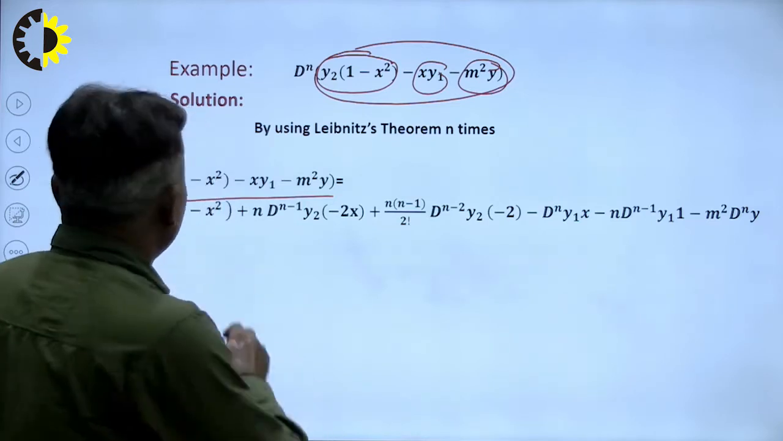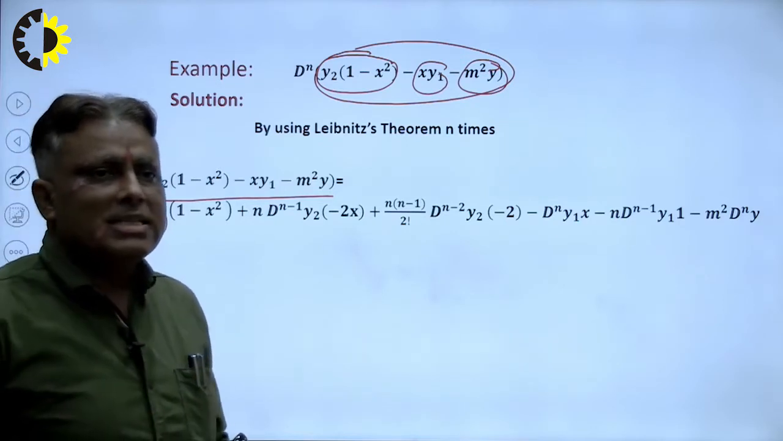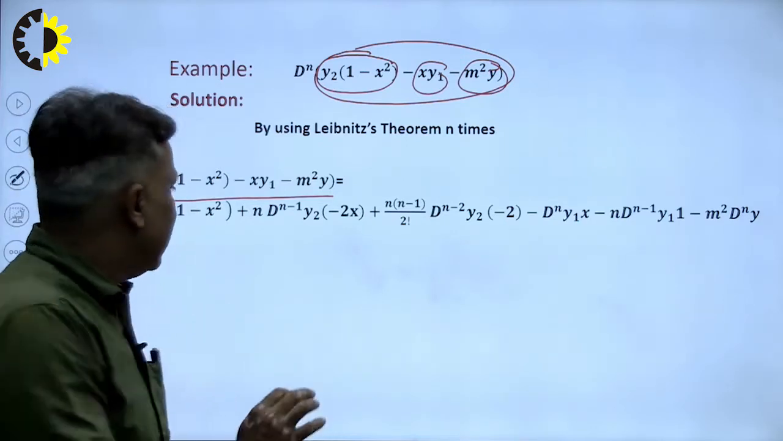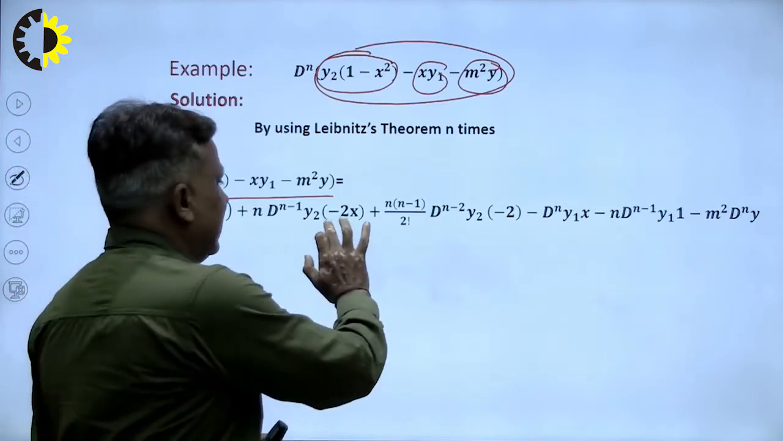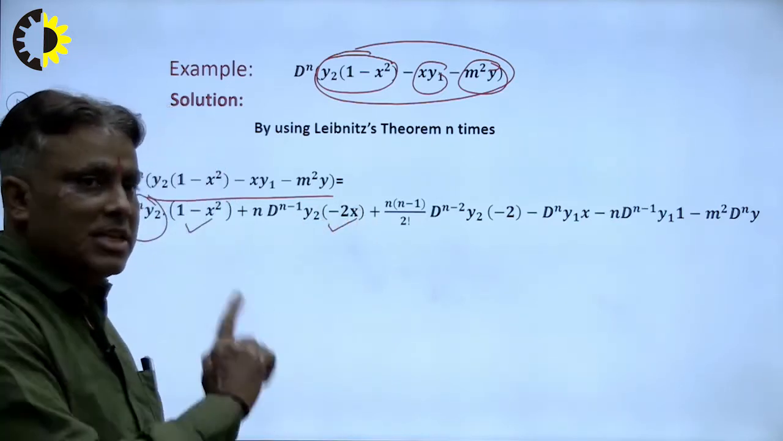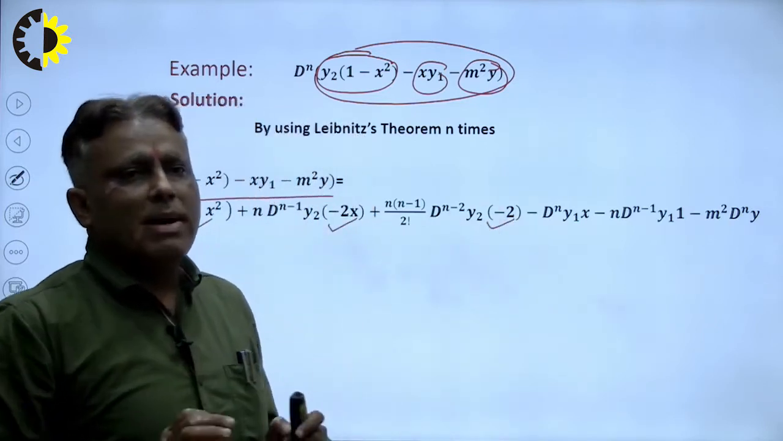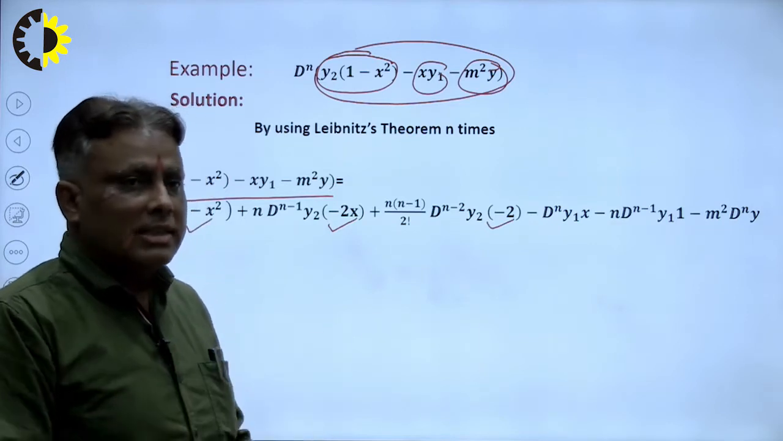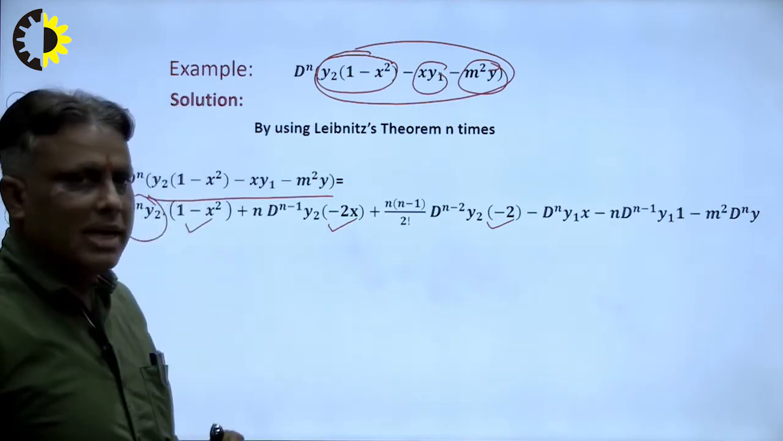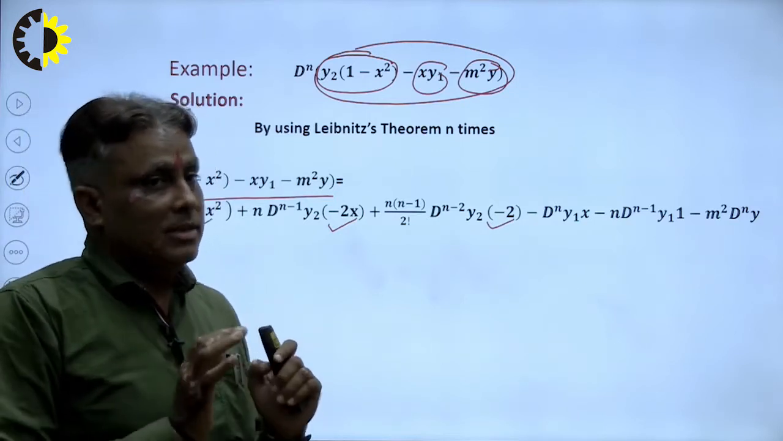Suppose I write here two functions, y2 and 1 minus x square, right? 1 minus x square, the first differentiation gives minus 2x, and differentiating again gives minus 2. So that means 1 minus x square will be v and the other function y2 will be u here, right? Students, keeping this in mind when we solve the problem plays the most important role.